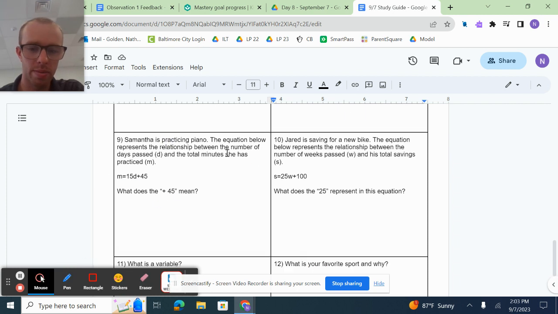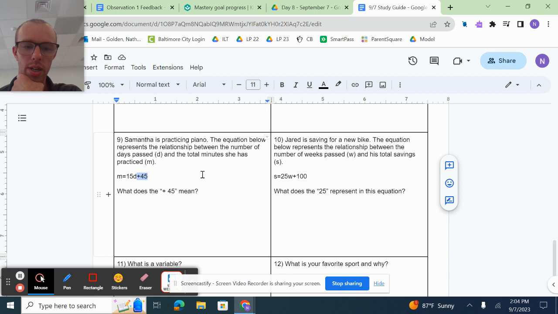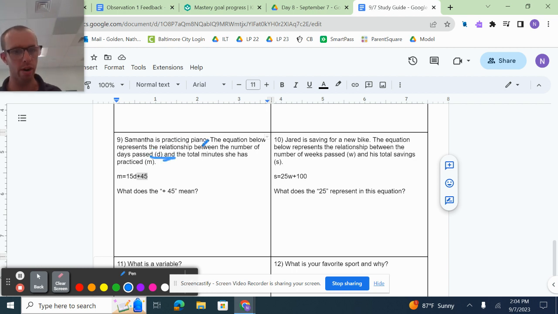All right. Brings us to number 9. We're not going to do 11 and 12, so just these 10. Samantha is practicing piano. The equation below represents a relationship between the number of days past D and the total minutes she has practiced. What does the plus 45 represent? So we have this equation, M equals 15D plus 45. You have to be able to recognize that the constant, B, is where we begin, where we start. And so what does the plus 45 mean in this? Well, in terms of her practicing piano, it means she's already practiced for 45 minutes. So that's what it means.